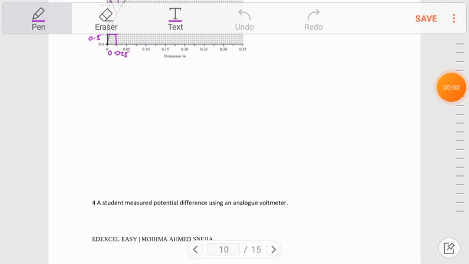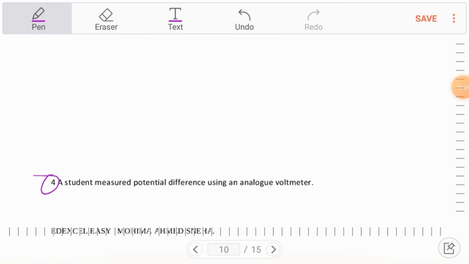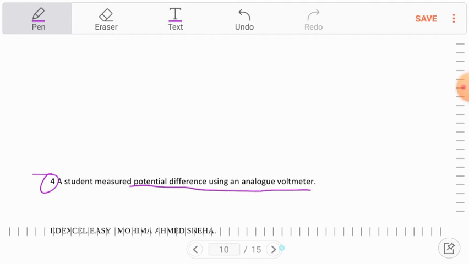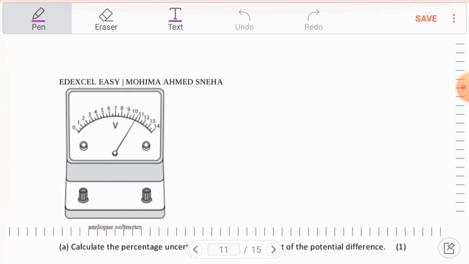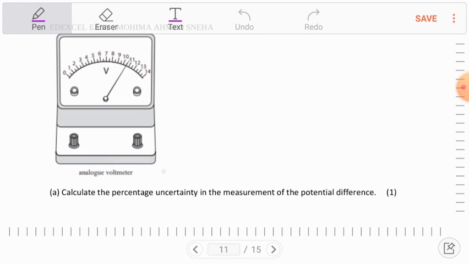So we are done with question number 3, and we will now move to question number 4. Question number 4 says a student measured potential difference using an analog meter. So this is the analog meter that the student used, and we need to calculate the percentage uncertainty in the measurement of the potential difference. So let us first find the smallest measurement that this scale can provide.